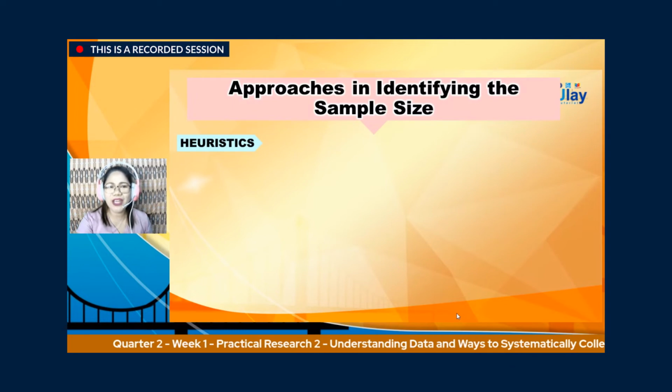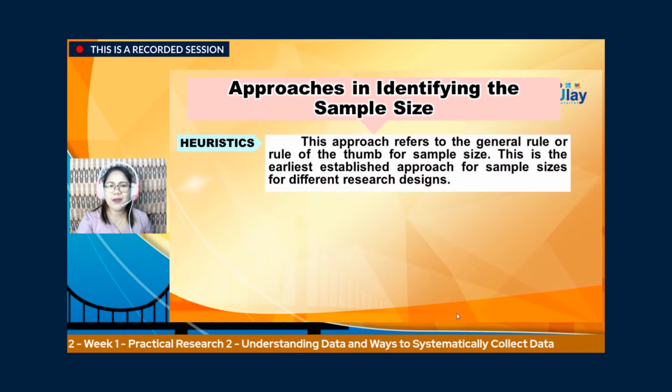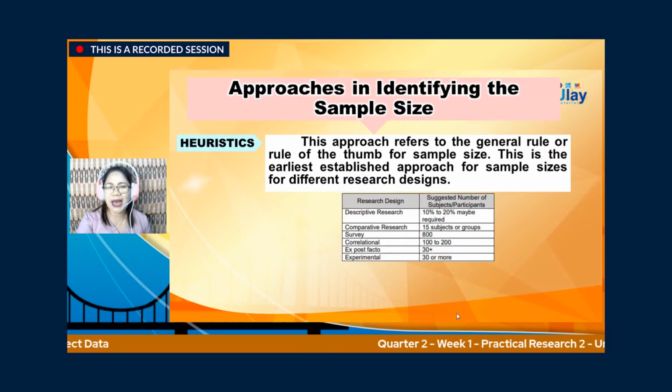So, we have the heuristics. This approach now refers to the general rule or the rule of thumb na kung saan it serves as the earliest established approach. So, here is the sample. If you're going to look at the table, meron tayong mga research designs dyan, and there are the corresponding or suggested numbers of subjects or participants na pwede.